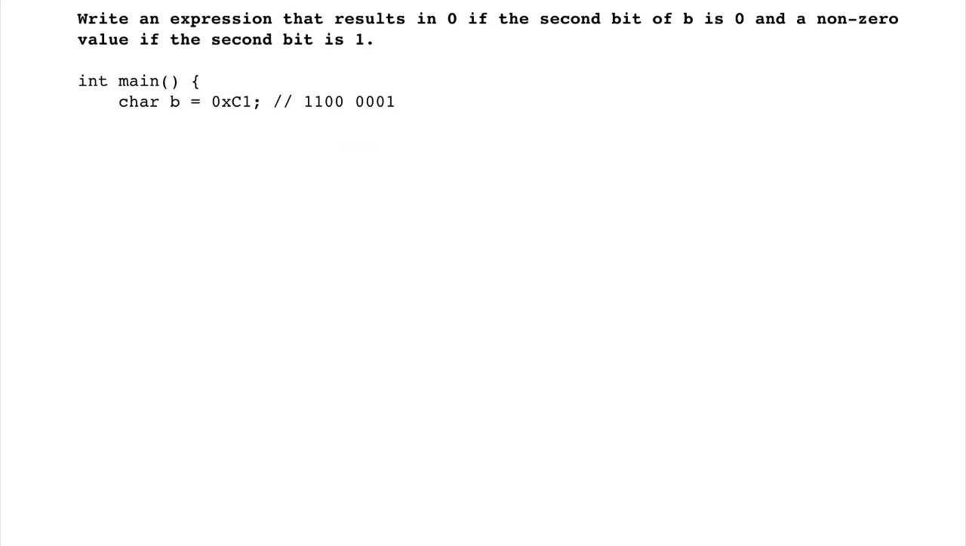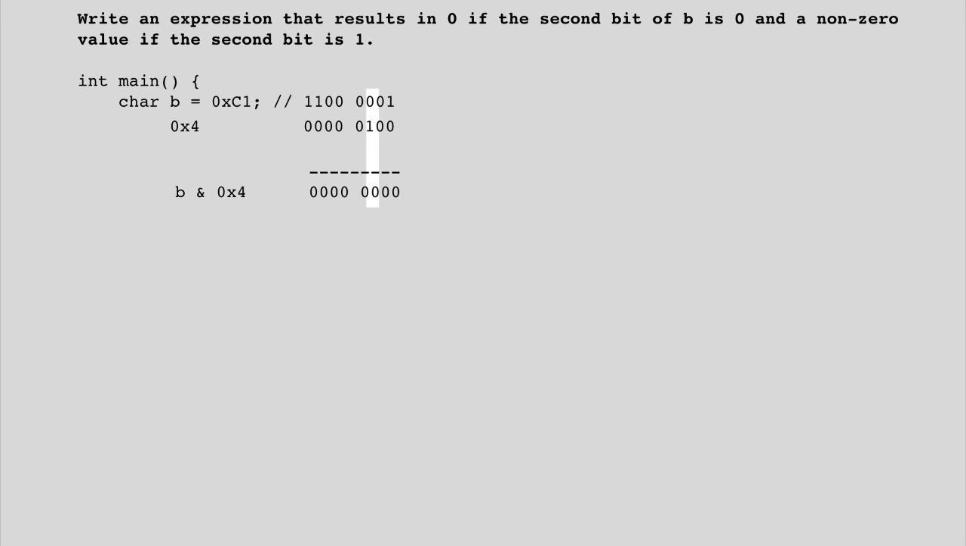Now let's tackle another problem. Given a variable b, check if the second bit has the value 1. We will use the AND operator because the only way that bitwise AND results in 1 is if both bits are 1. We use the value 4 since it has a 1 at the position we want to check. If the second bit of b were 1, then 1 and 1 would be 1. But in our example, the second bit is 0, so 1 and 0 is 0.